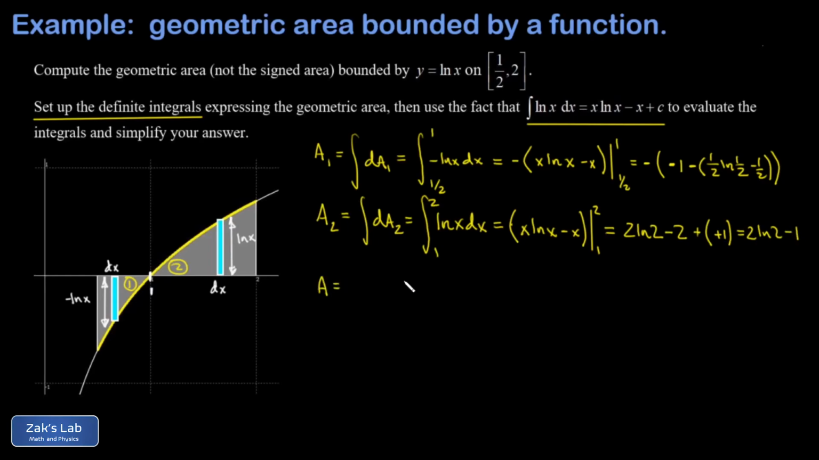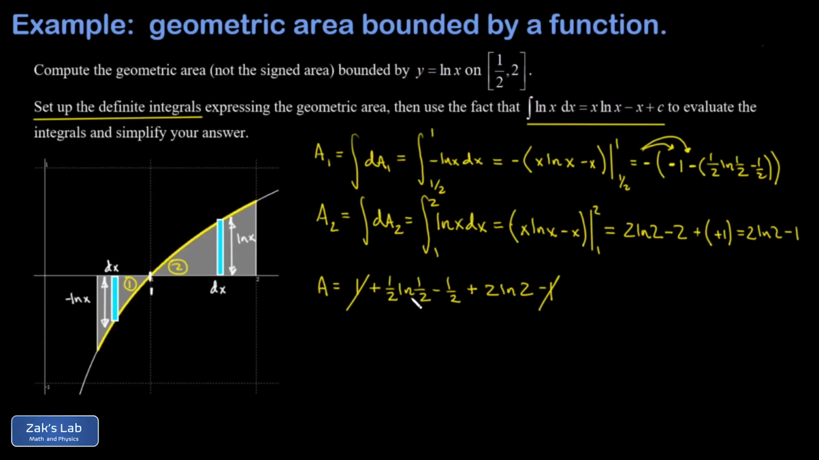Now we can write down the total area A. As I write down A1, I'll go ahead and distribute the factor of negative 1 that was out in front. And I get a 1 plus 1/2 natural log 1/2 minus 1/2. Then A2 was 2 natural log 2 minus 1. And I can see that my 1's cancel. And the only surviving constant here is a negative 1/2.